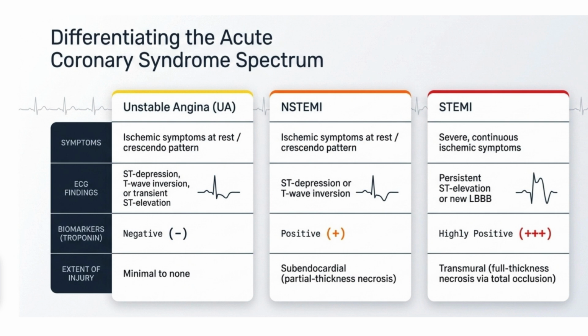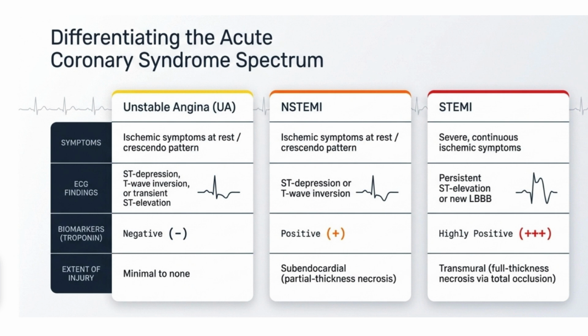To effectively treat ACS, we must first accurately define it. ACS is an umbrella term representing a spectrum of clinical conditions, ranging from unstable angina to full-thickness myocardial infarction. Let's break down the clinical classification based on subjective and objective findings, as outlined by the ACCP cardiac core principles. First, we have unstable angina.